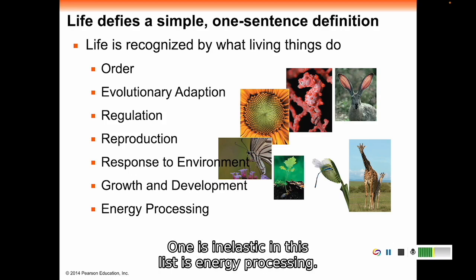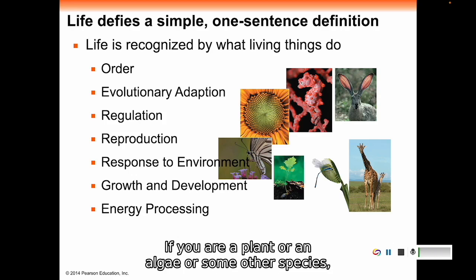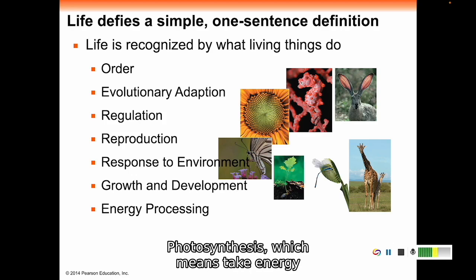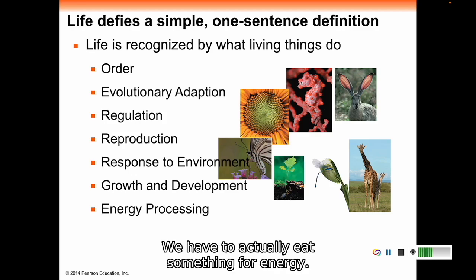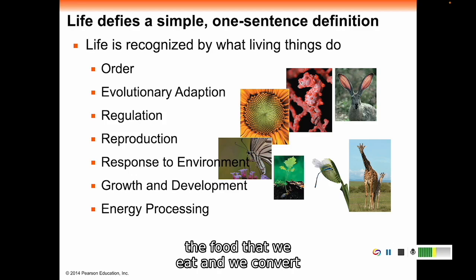And the last in this list is energy processing. If you are a plant or an algae or some other species, you might be able to do photosynthesis, which means take energy from the sun and convert it to make sugar. If you're an animal, I'm an animal, you're an animal, we don't do photosynthesis. We don't just stand out in the sun when we need to eat lunch. We have to actually eat something for energy. We take that energy in the food that we eat, and we convert that sugar energy into being able to move, our cells doing work, digesting food, making antibodies, fighting disease, thinking and growing.